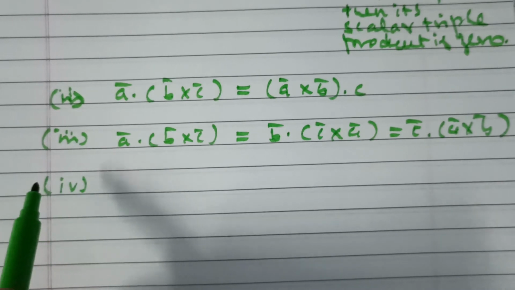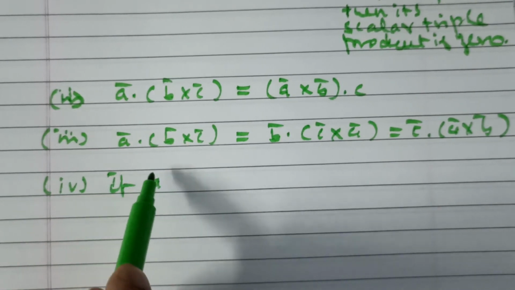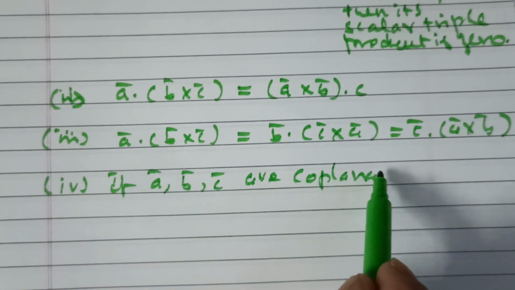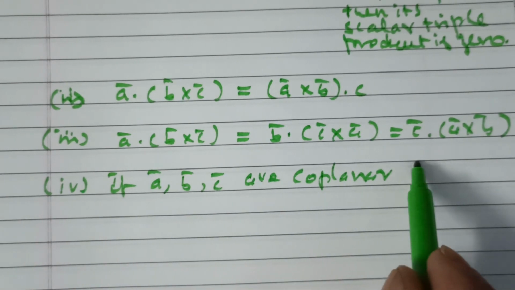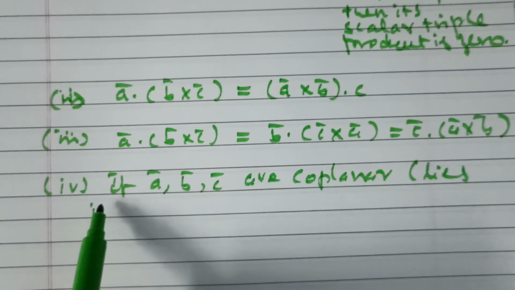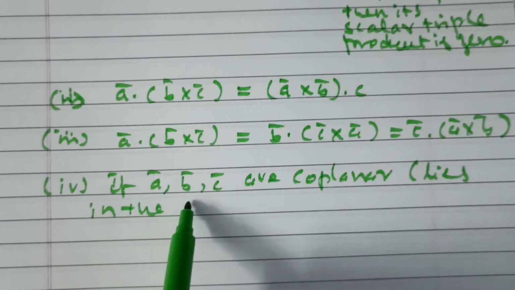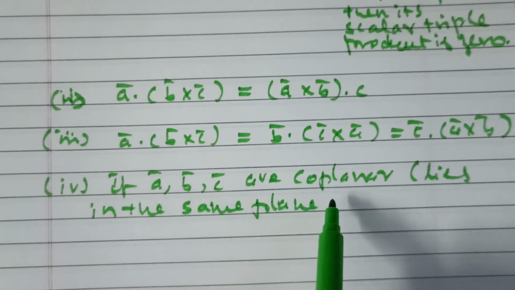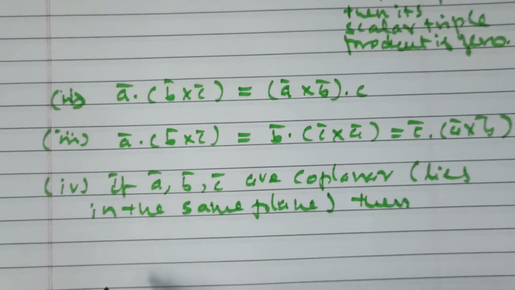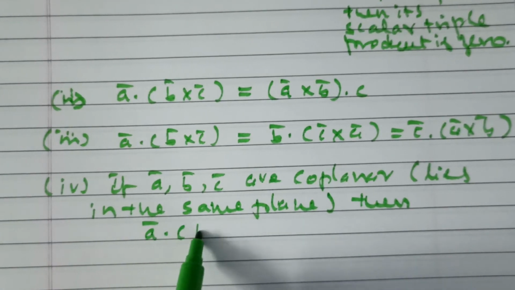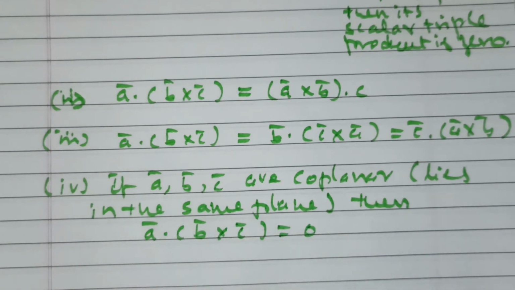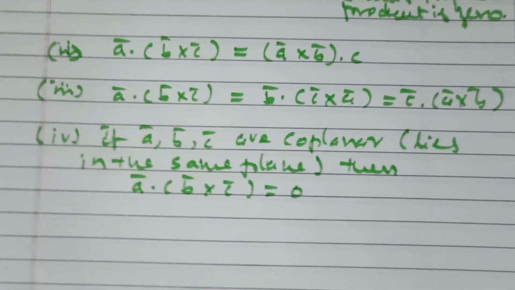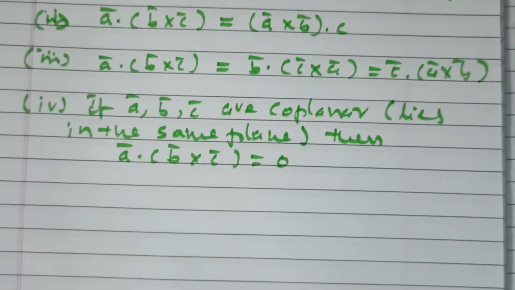Fourth one, if a bar comma b bar comma c bar are coplanar vectors, means lie in the same plane, then a bar dot of b bar cross c bar value is equal to 0. Right. These are the properties of that scalar triple product.